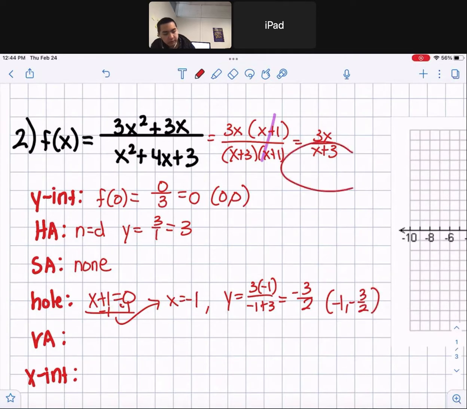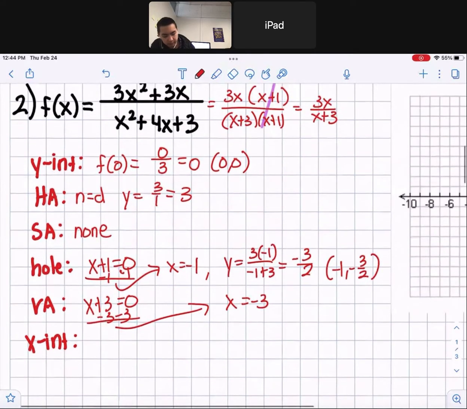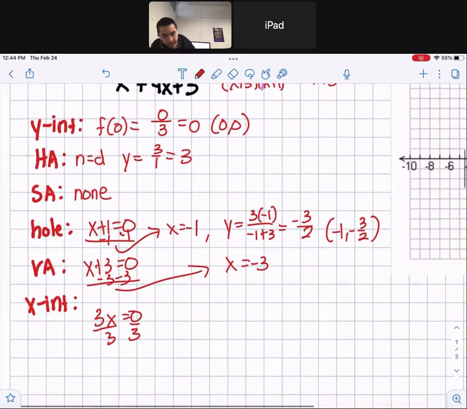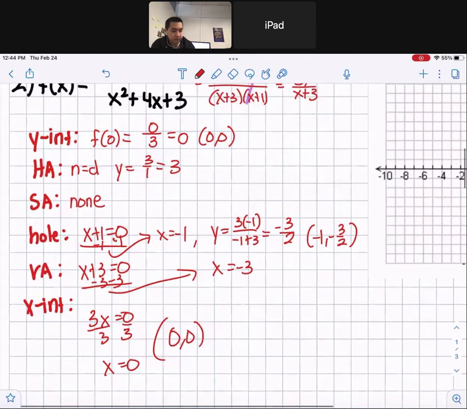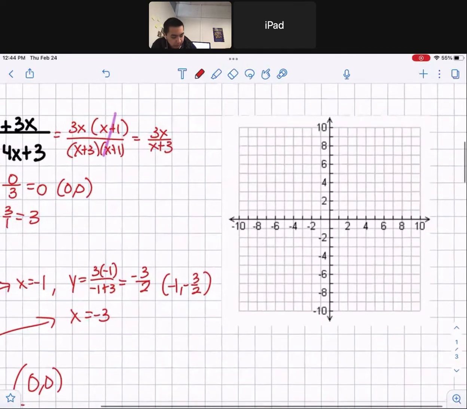Vertical asymptote: set the denominator of our reduced equation equal to 0, which is just going to be x equals -3. And for the x-intercept, set the numerator equal to 0. So it's 3x equals 0. Divide both by 3, x equals 0. Coordinate 0, 0. So we got the x-intercept and y-intercept at 0, 0.